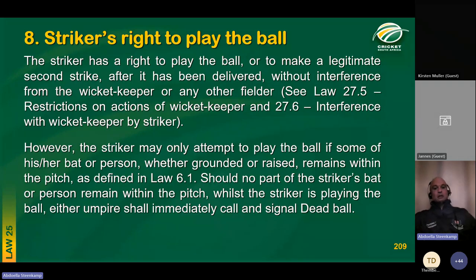However, the law tells us that for the striker to play at the ball, there needs to be some part of the striker, whether grounded or raised, on the pitch. If there's no part of the striker's bat or person on the pitch, if the striker leaves the pitch to play at the ball, either umpire is to immediately call and signal dead ball.